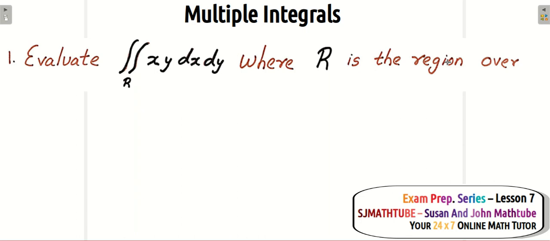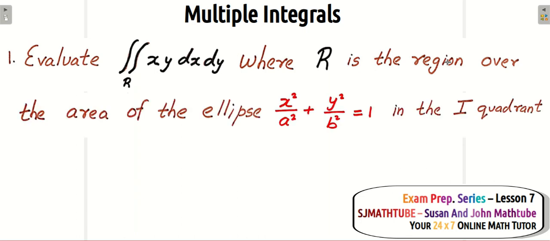So look at this. There are two input variables x and y, and we are supposed to evaluate this integral. That means we are supposed to add the points in some region R using the function x into y, and the region is the area of the ellipse in the first quadrant. They have given the region, that is the area bounded by the ellipse in the first quadrant.